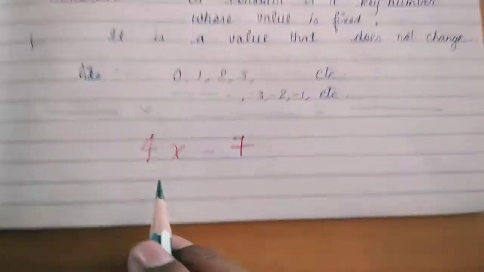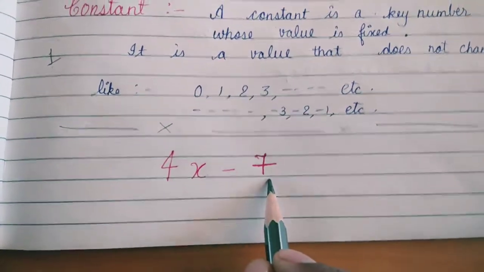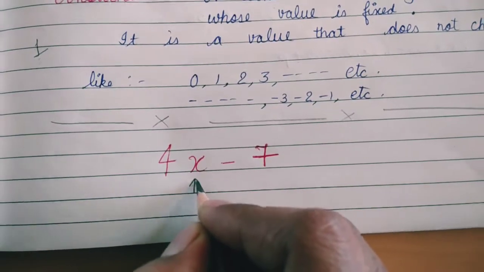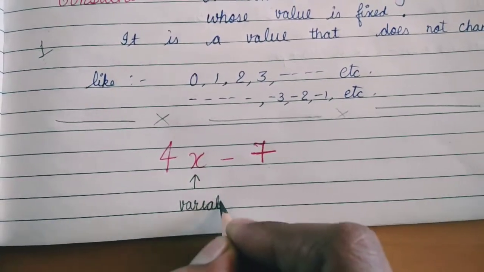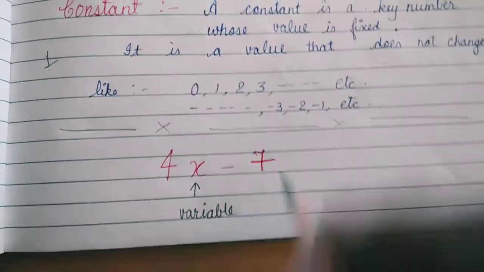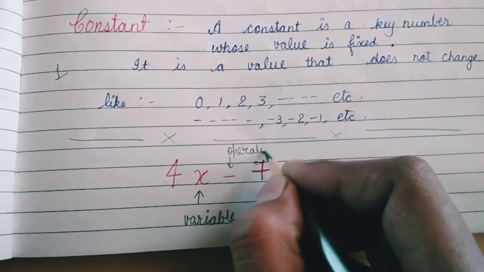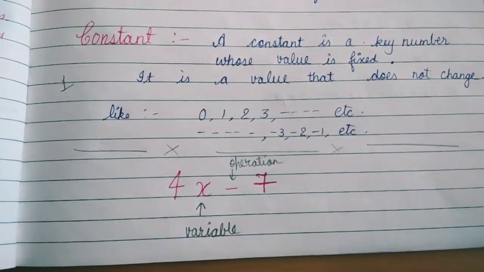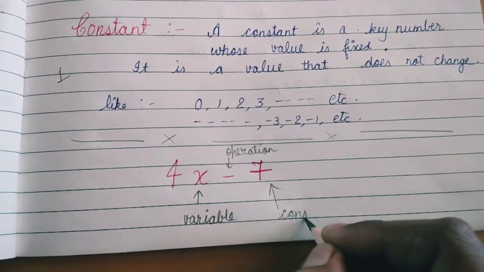At the end here I wrote 4x minus 7. So this x is the variable. This minus is the operation. This 7 is the constant.